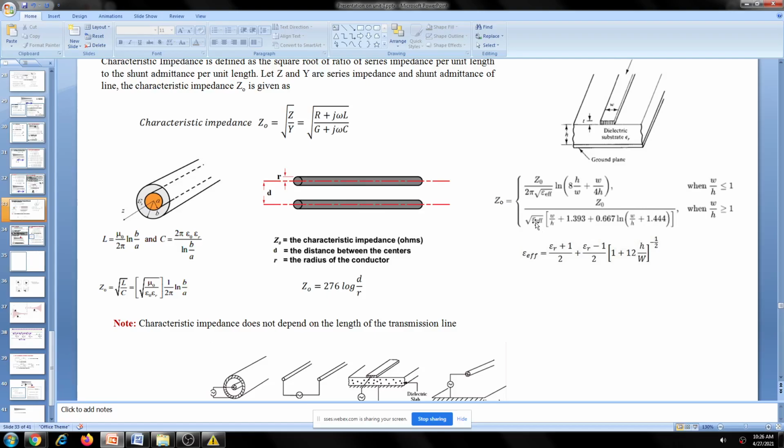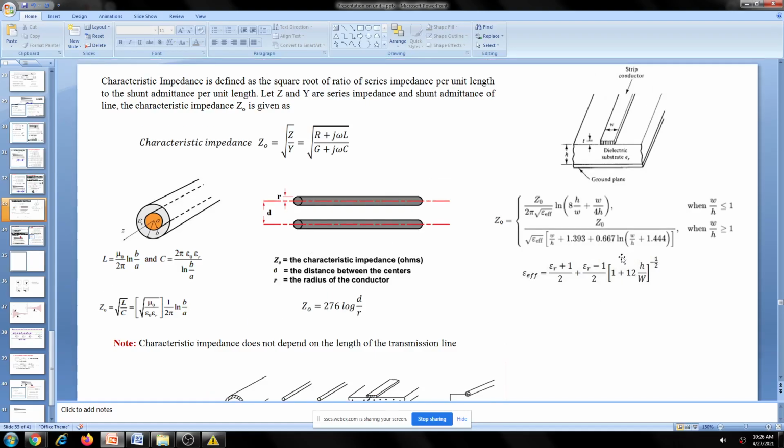Here is what is called the effective permittivity for the microstrip line. That is calculated like this. Epsilon r is the permittivity of the dielectric material, but this structure has an effective permittivity that depends upon this epsilon r. That we will study in the 4th unit or the 3rd unit, I think. We will concentrate on effective permittivity at that time. So anyway, the characteristic impedance depends on the physical parameters of the transmission lines.